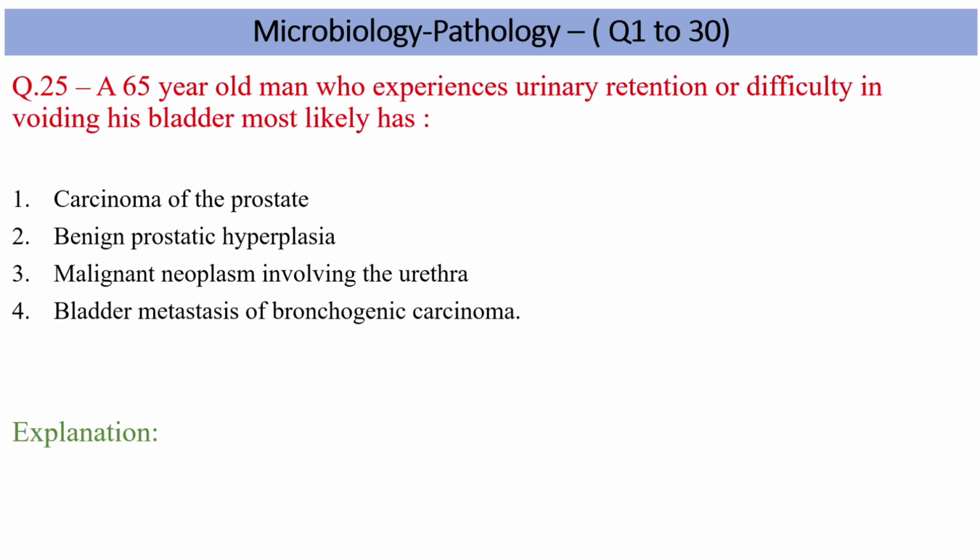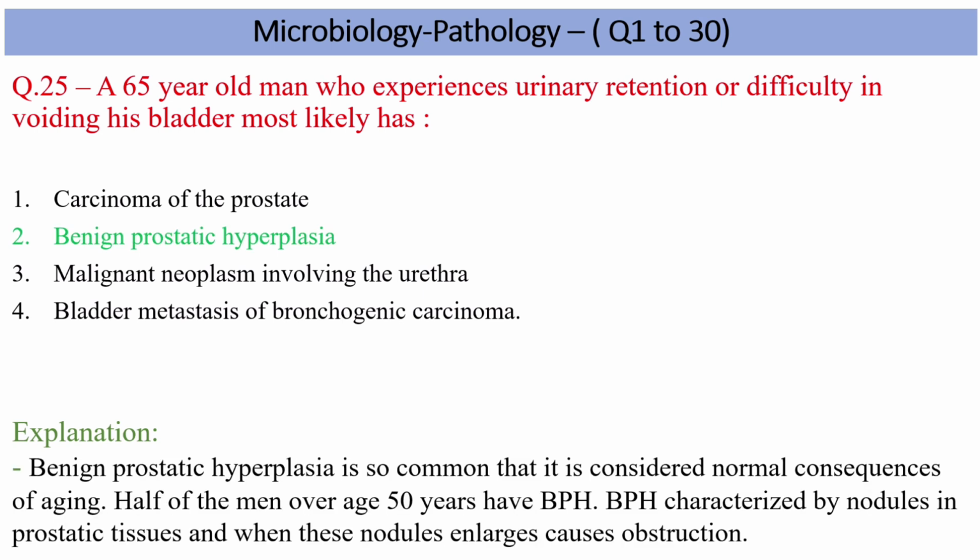A 65-year-old man who experiences urinary retention or difficulty in emptying his bladder most likely has carcinoma of the prostate, benign prostatic hyperplasia, malignant neoplasm involving the urethra, bladder metastasis of bronchogenic carcinoma. Correct option is benign prostatic hyperplasia. Benign prostatic hyperplasia is so common that it is considered a normal consequence of aging. Half of the men over age 50 years have benign prostatic hyperplasia. It is characterized by nodules in prostatic tissue, and when these nodules enlarge they cause obstruction.